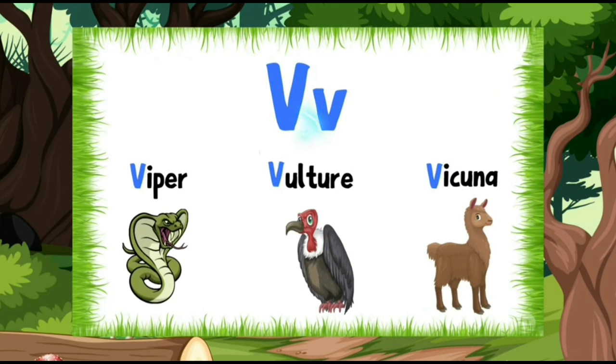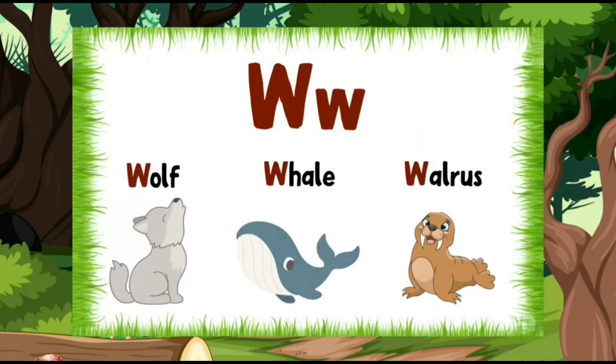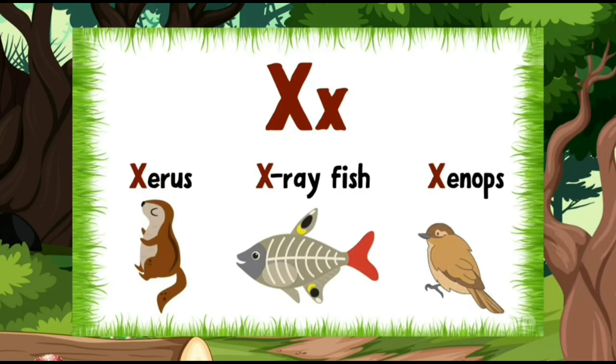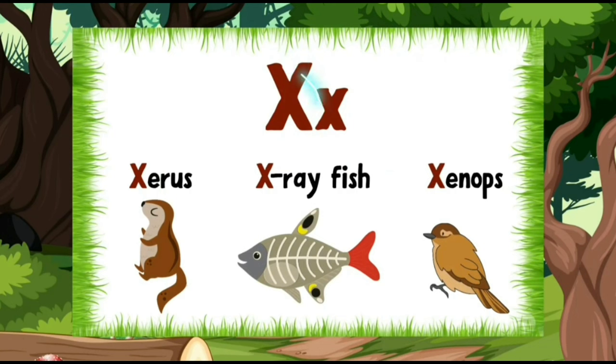V. V is for viper. Vulture. W. W is for wolf. Walrus. X. X is for xerus. X-ray fish. Xenops.